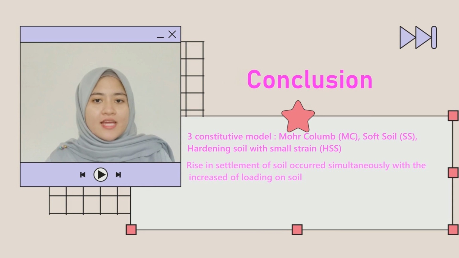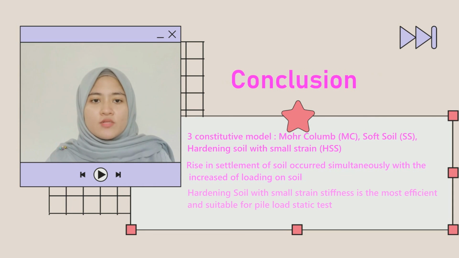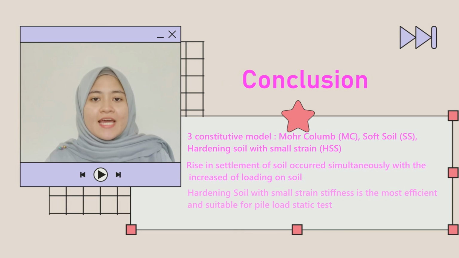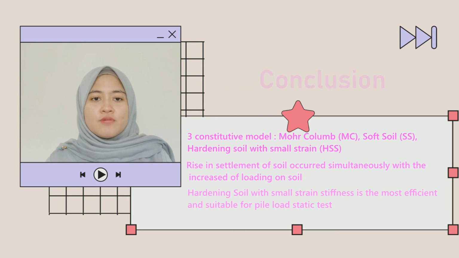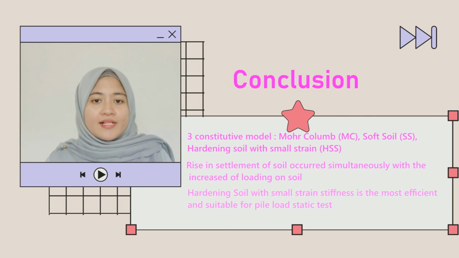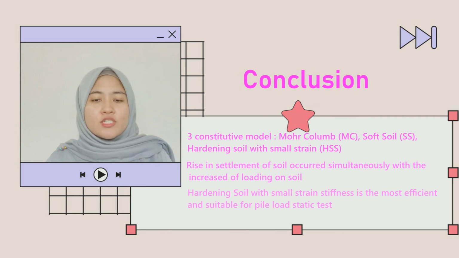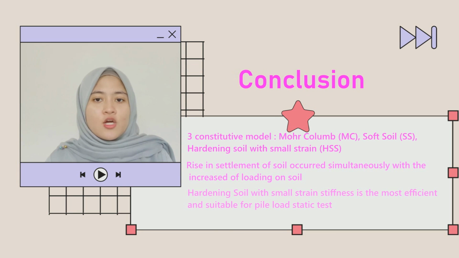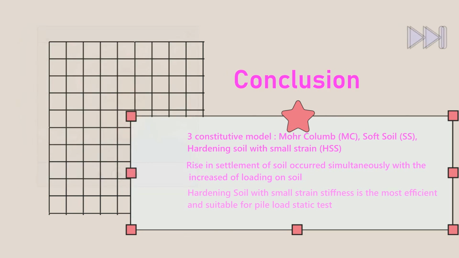The overall result can be concluded that hardening soil with small strain stiffness is the most efficient and suitable soil model to utilize in the static load test pile. The hardening soil model has a significantly lower soil settlement rate when compared to the other two models, which is a result of higher soil stiffness at small strain.